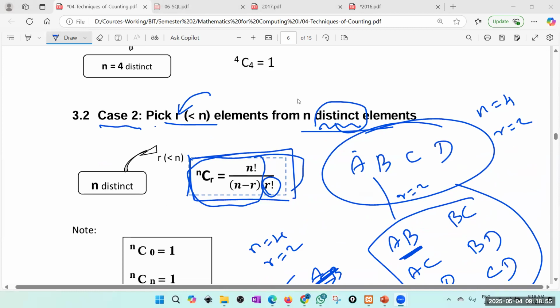So why do you think that we need to arrange to pick? So why do you want to arrange to pick?